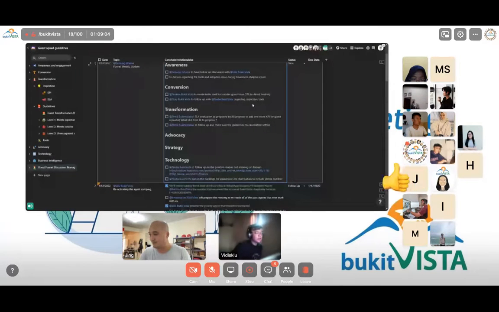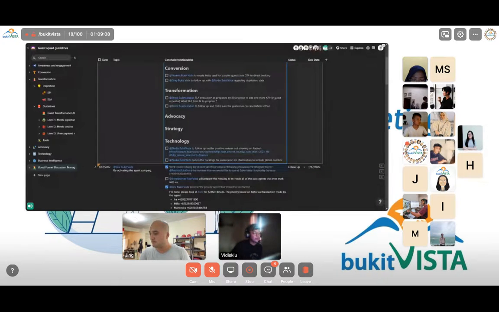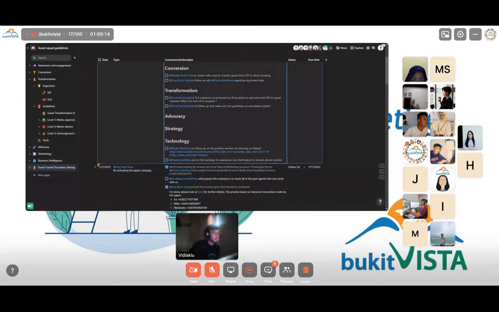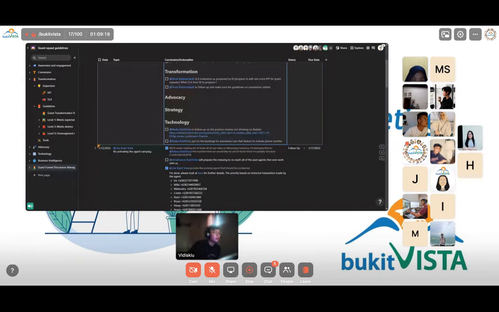On transformation chapter, we have the dependency of Katendi SLA evaluation as proposed by BI. What SLA from BI to propose? This is on the guest repeater side. And to follow up and make sure the guideline on cancellation is settled. From technology side, we have two dependencies. One from Nadia to follow up on the positive review not showing on Redash, and to put backlogs for awareness live chat feature to include phone number. Okay, so those are the dependencies for today.